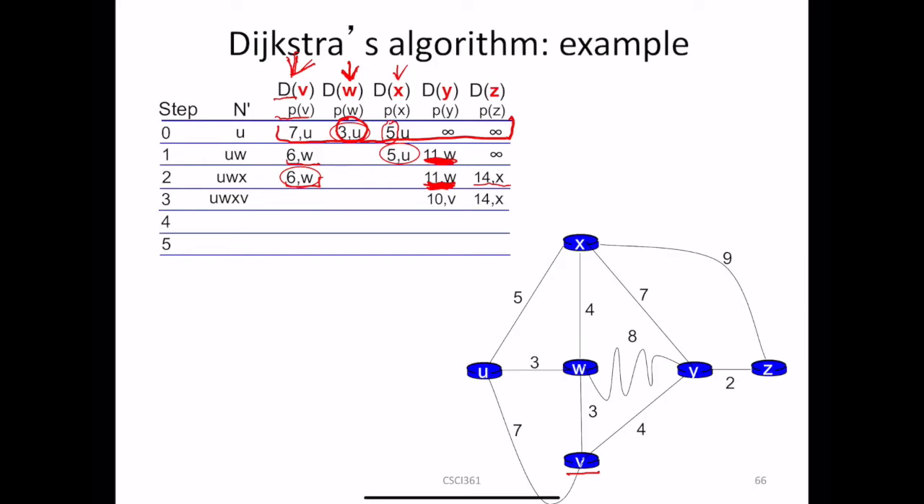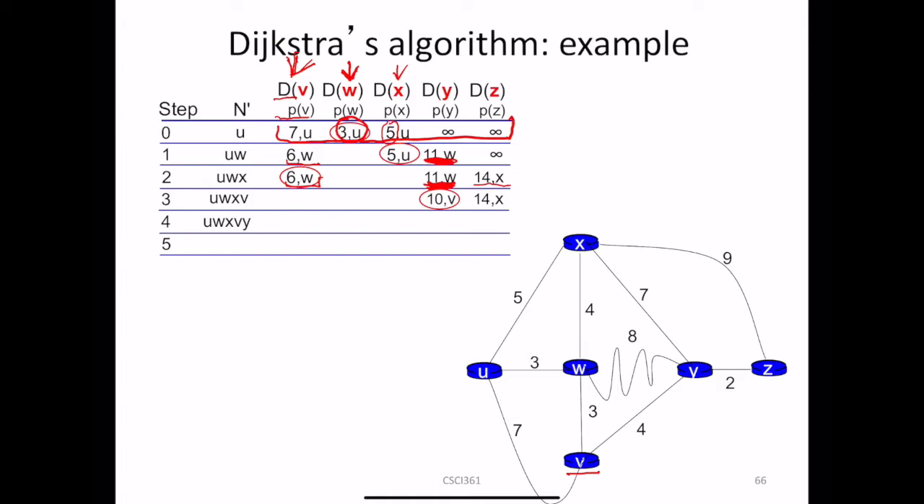And for node Z, from V there's no direct path from V to Z. So we will keep the old value, which is 14X. Between 10V and 14X, 10 is smaller than 14. Then we can add Y into our N prime set.